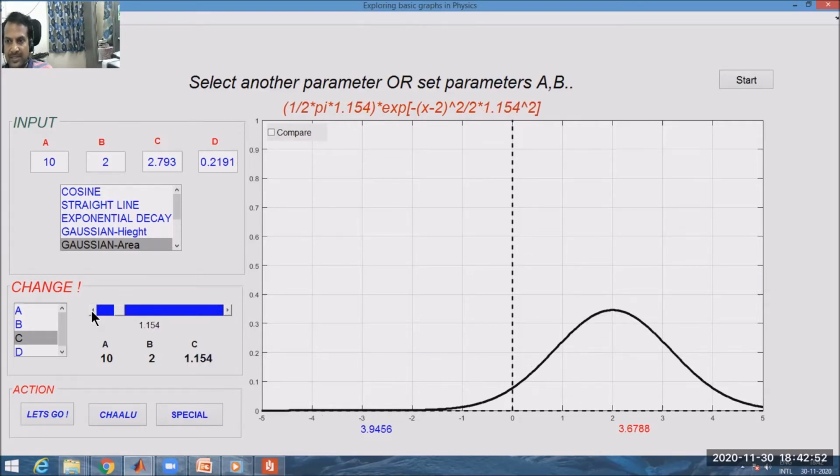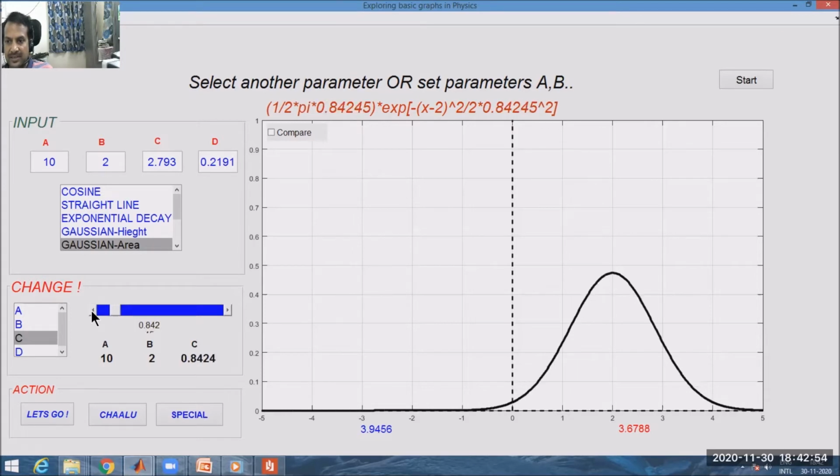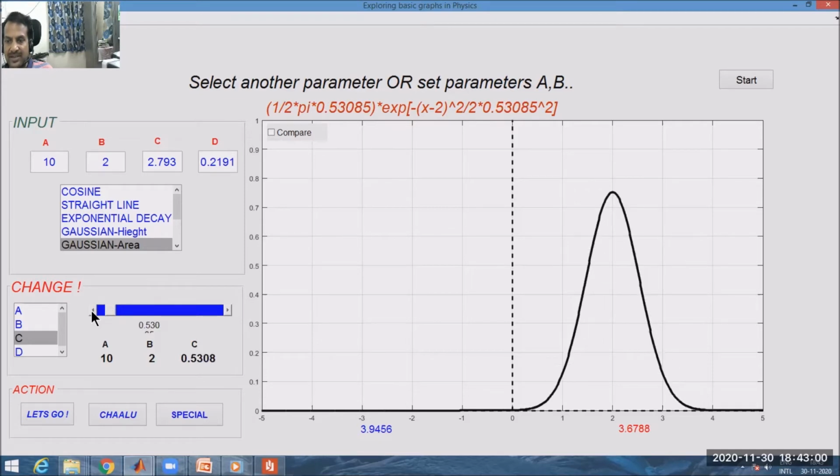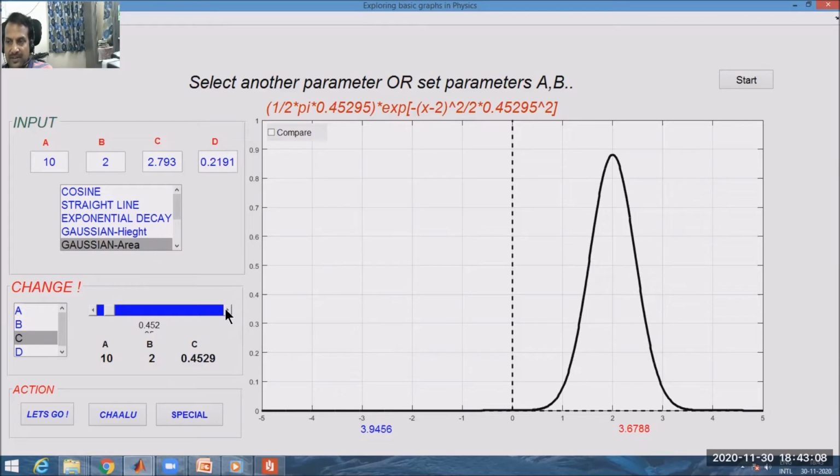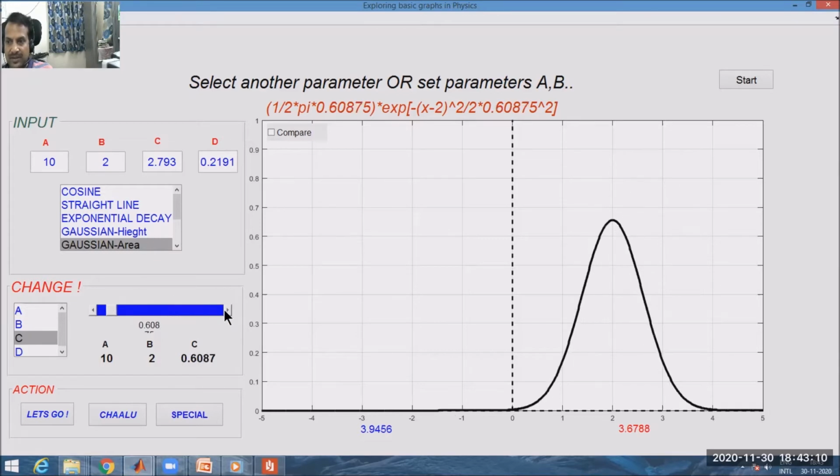The value of c is decreasing, that is the width is decreasing, but most interestingly we can see as the width decreases, the height increases. So that is the only difference with respect to the Gaussian height function. So let us look at this in a comparison mode.